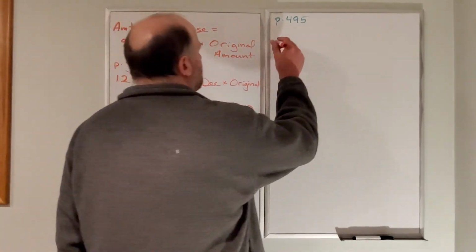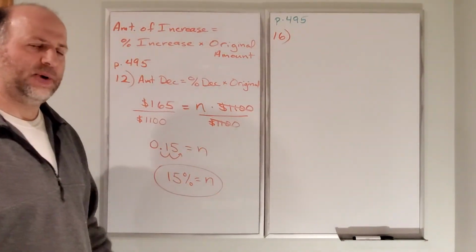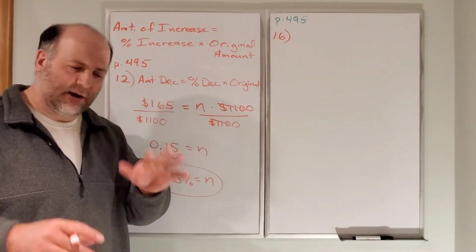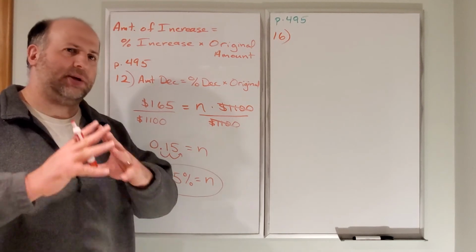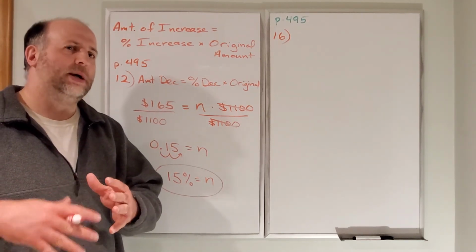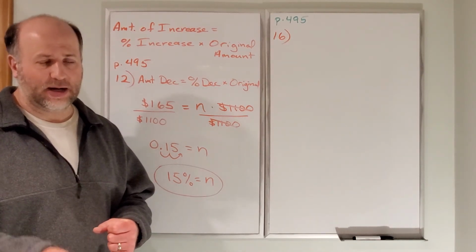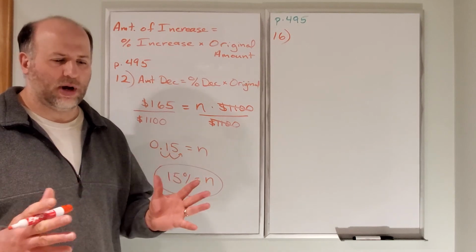So again, we're talking about percent decrease, but this is a case where they want us to figure out the final decreased price. They don't just want us to figure out the amount of decrease. We're going to need to use that in conjunction with the original price to get the final decreased price.